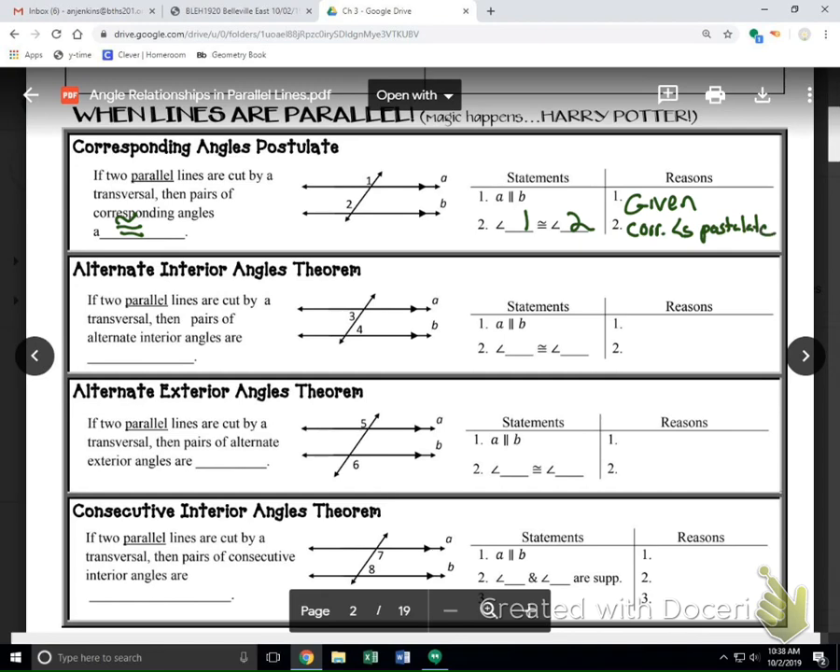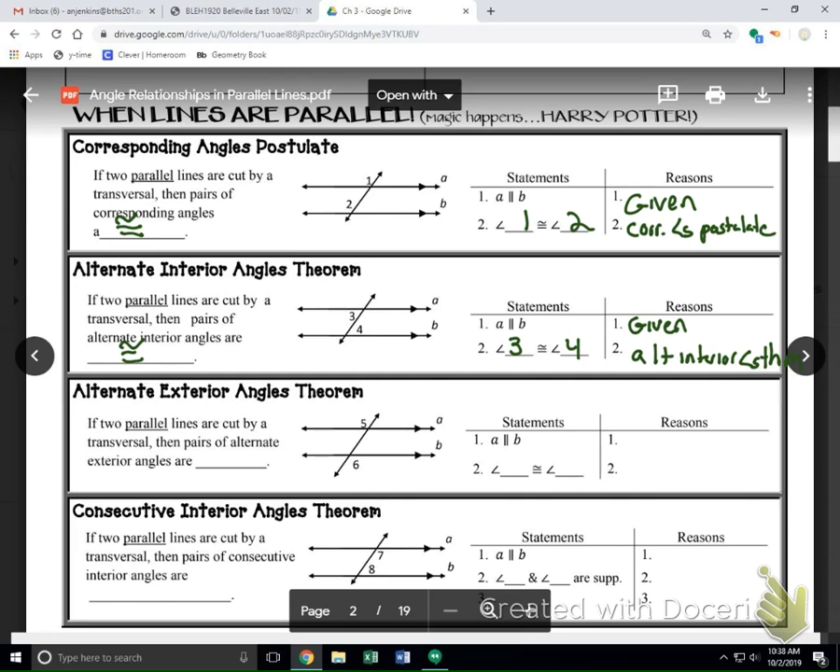Our next one up, we have the alternate interior angles theorem. If 2 parallel lines are cut by a transversal, then pairs of alternate interior angles are congruent. Once again, it is given that the lines are parallel. And if we're looking at 3 and 4, we know they're congruent by the alternate interior angles theorem.